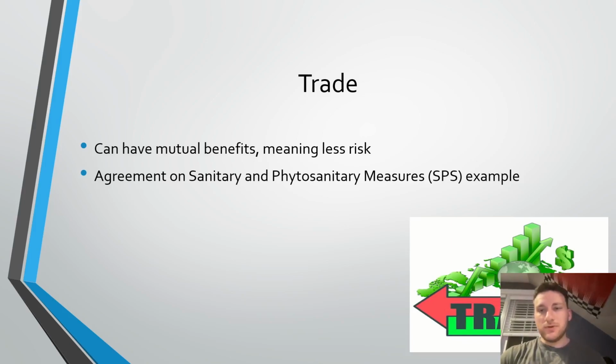So the example I have here is the Agreement on Sanitary and Phytosanitary Measures, or SPS. This was based in Uruguay, and it occurred in the late 80s to early 90s, and this is where governments were able to impose sanitary measures on food in order to ensure the health of their people. These measures have been in the form of trade restrictions, which can then hinder the market.